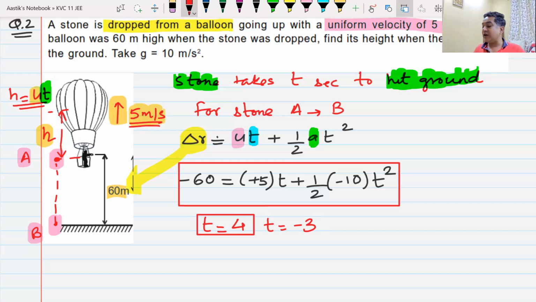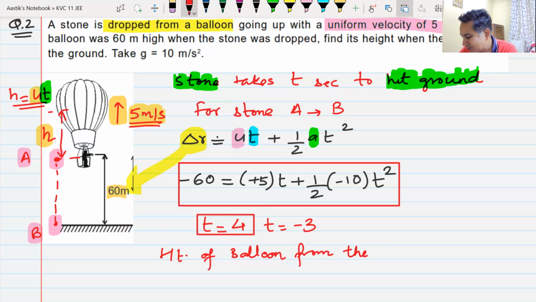But the question was not finding out the time it takes to hit the ground. The question was to find out how high is the balloon when the stone hits the ground. Now, bacha, can you tell me the real answer? How high is the balloon when the stone hits the ground? What is the height of the balloon from the ground?